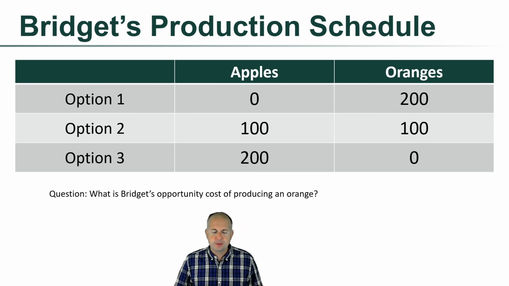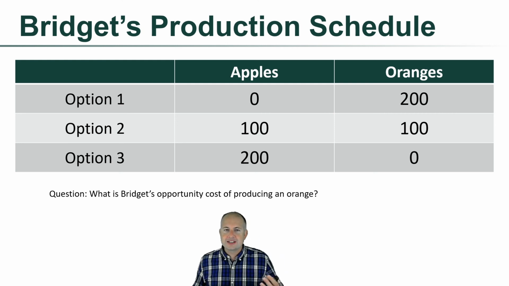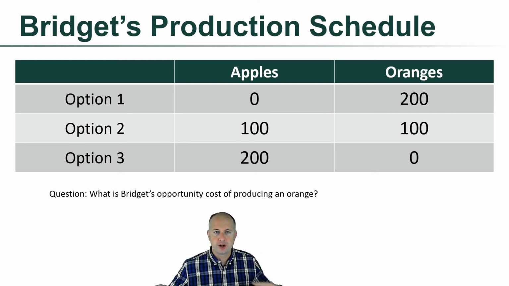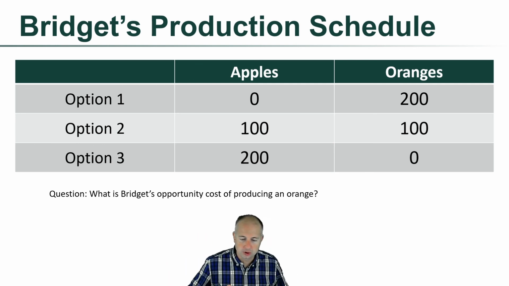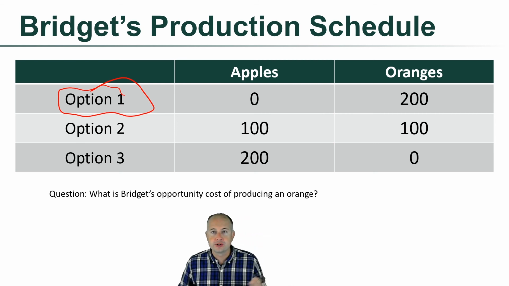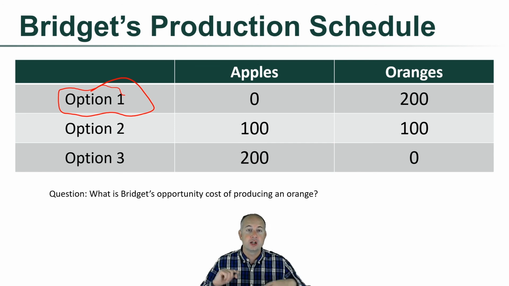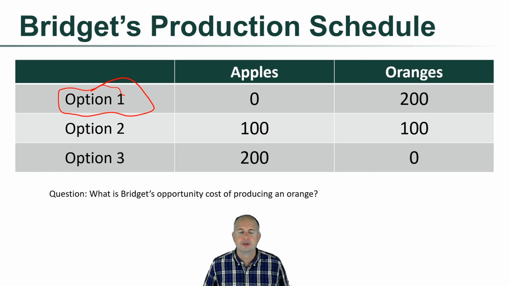Next, we'll look at Bridget's production schedule. So Bridget is our other farmer, and we're going to say she also has three possible ways of producing. So she could produce only oranges. That's option 1, and get 200 oranges. Option 2 says she could produce 100 apples and 100 oranges. Option 3 says she could produce just apples, in which case she can grow 200.